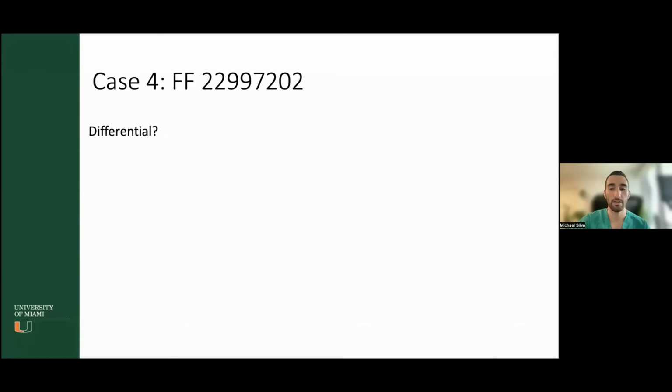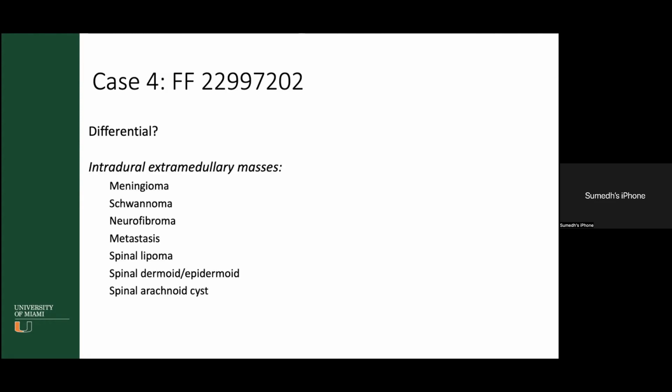Anything else intradural extramedullary? That's one category. Not that this looks like that, but does anything else come to mind? What if I showed you a CT with an expanded foramen on one side? Oh yeah, it could be a neurofibroma or a peripheral schwannoma. Exactly. So that's most of it: meningioma, schwannoma, neurofibroma, and metastasis being at the top of the list.